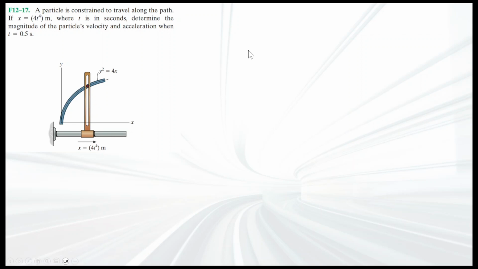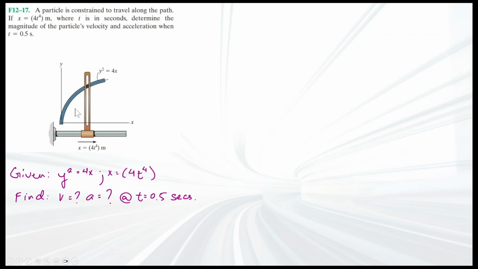So take note, the equation of the path of the line here is y squared equals 4x. So remember, the particle has a horizontal and vertical component, so we have to solve for both first. So we write down our given just like so, and our requirements. So we need the magnitudes of velocity and acceleration here. So for our solution, so let's just write it down.